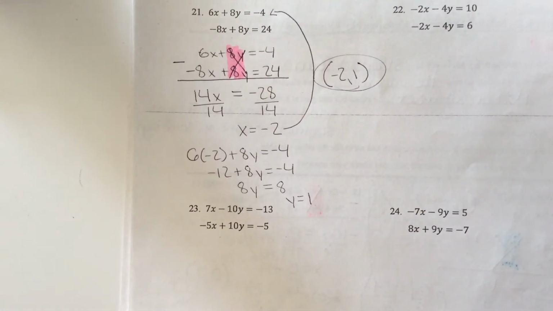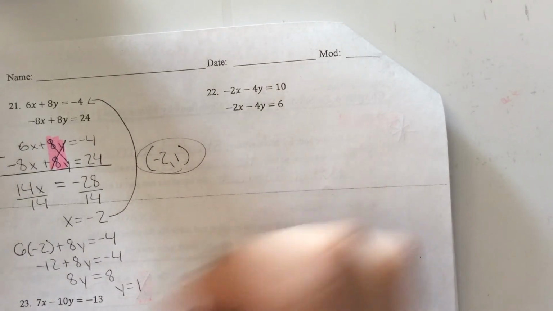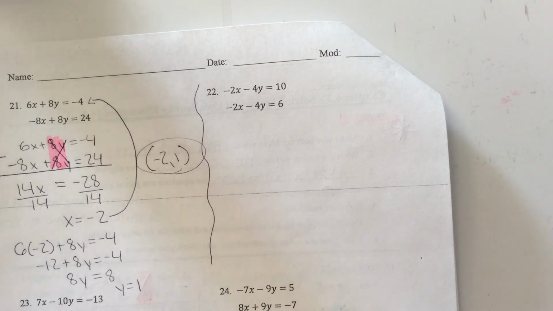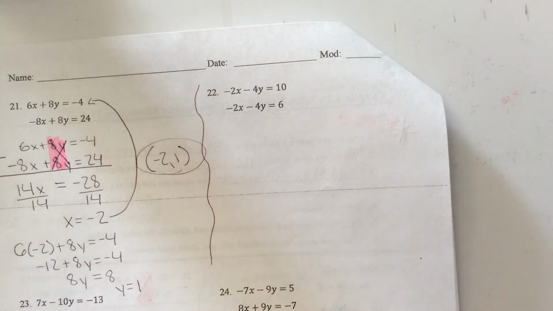All right, let's do one more. Oh, number 22 has some weird stuff going on. Let's look at number 22 and then we'll call it a day. These are pretty much lined up just fine the way they are, so I'm not going to rewrite them. What would you do with number 22?